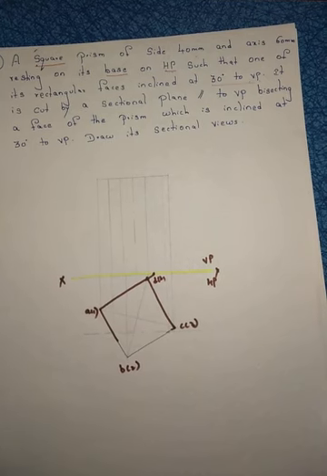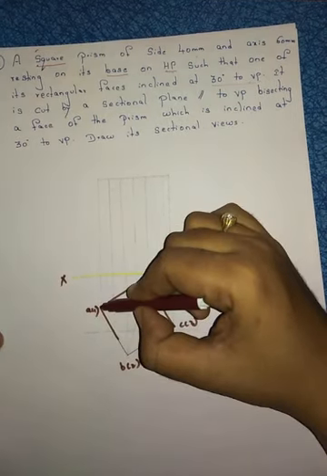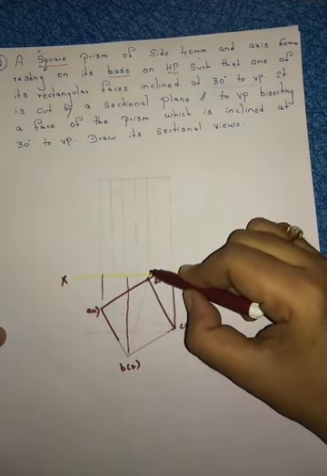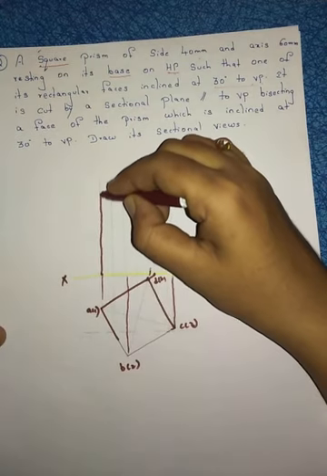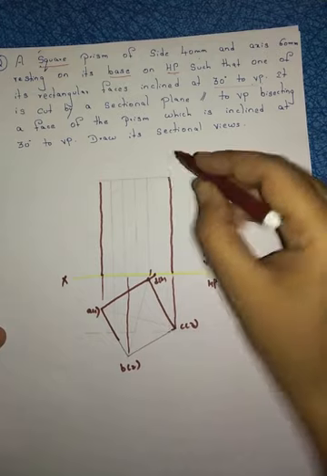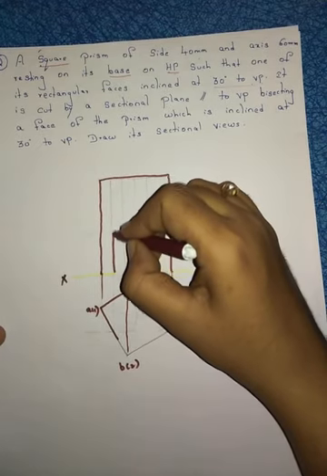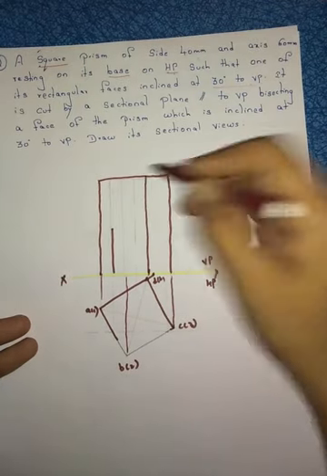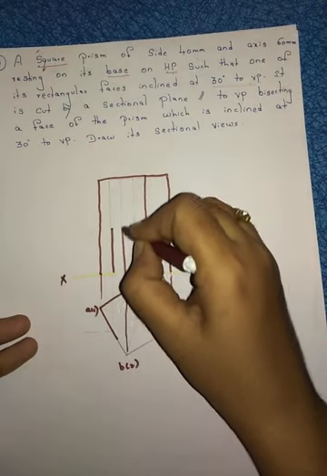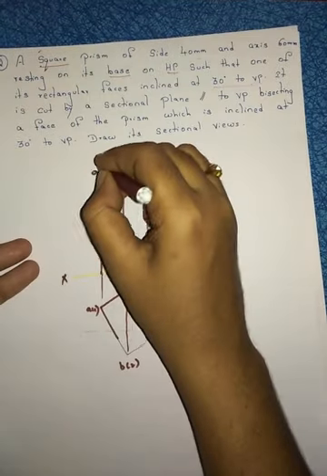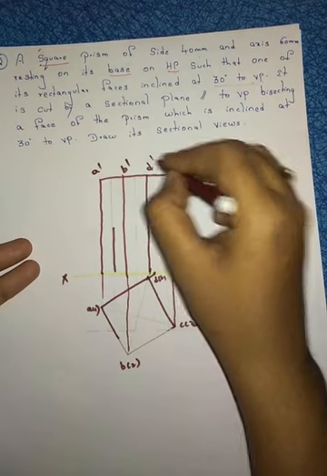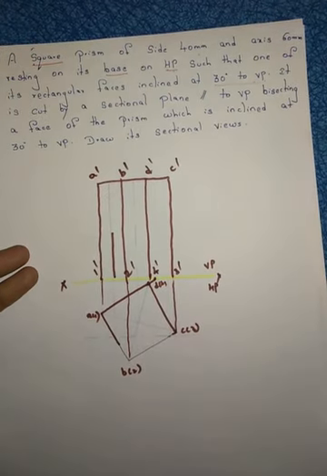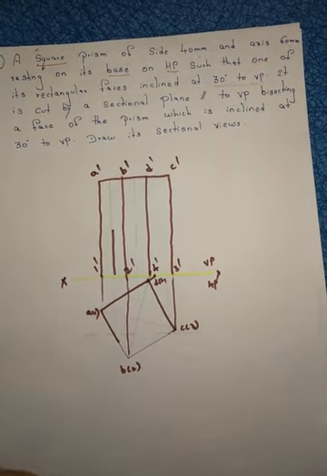Right? Now after that, what we have to do: project all these corners from A, from B, from C, from D. Project all these corners. Height is how much here? 60 mm. Height is 60 mm. Construct the prism. Name it as A dash, B dash, D dash, C dash, 1 dash, 2 dash, 4 dash, and 3 dash. Right? Now this is the first part of the question.